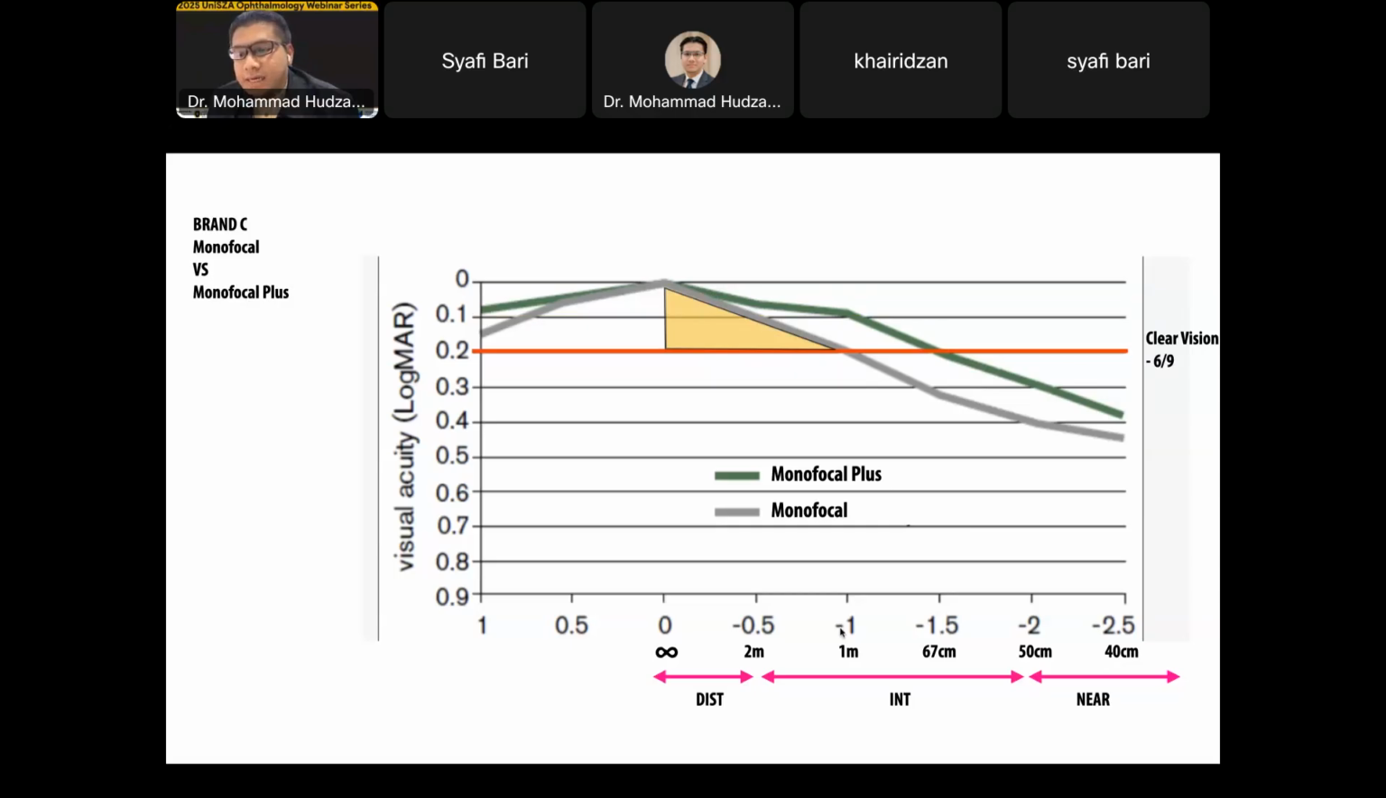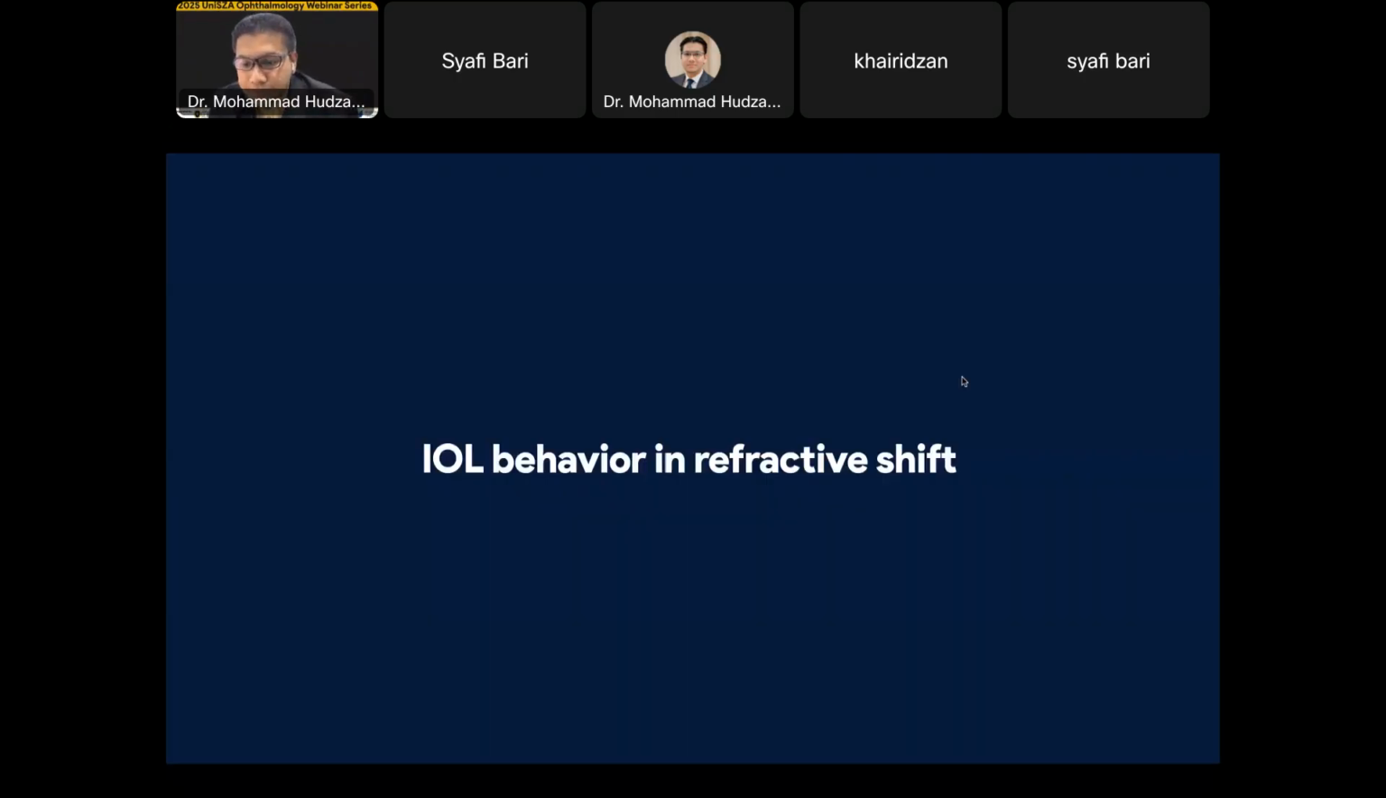Okay, if they take the clear vision of 6.9, then the monofocal now is behaving like a monofocal plus already, and the monofocal plus is behaving like an EDOF already. So just by understanding this clear vision criteria, we can understand what the market bring to us, and then we can scrutinize and understand well.